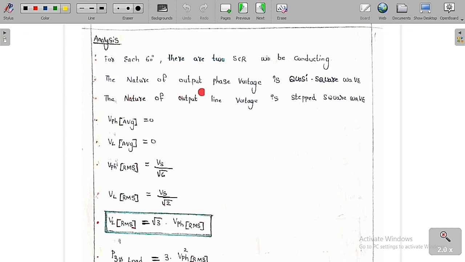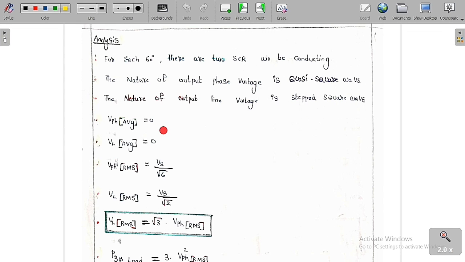And the nature of the output phase voltage is the cos square form. I have already told you the phase voltages are in the shape of a cos square waveform, whereas the output line voltages are in the stepped square form.